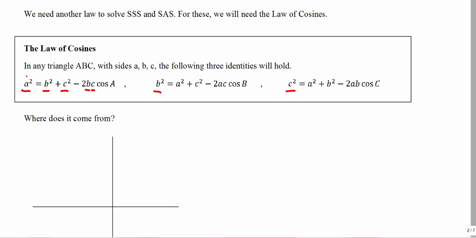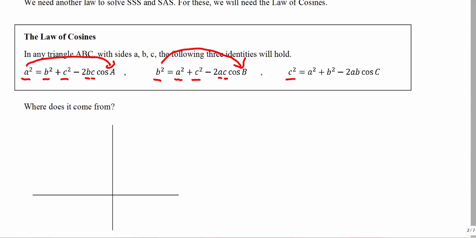What you're going to notice for all 3 of these is that for the side that's being squared by itself on one side, the input angle for cosine will be the angle that's opposite of that side. So if this is a squared, over here you will have cosine of angle A. If I have b squared in the formula, we will have cosine of angle B. We will have the 2 other sides squared, added together, minus 2 times the 2 other sides multiplied together. So it's basically the same formula for all 3, the same pattern.